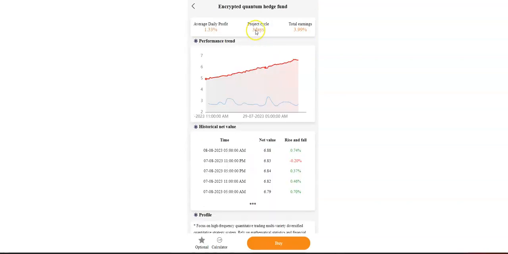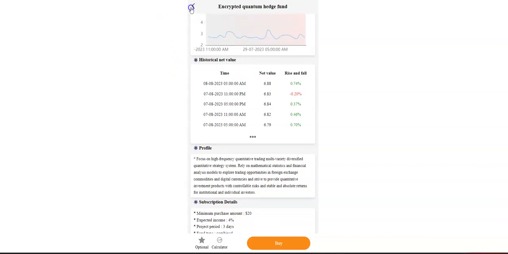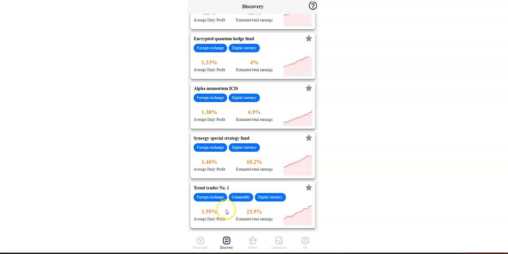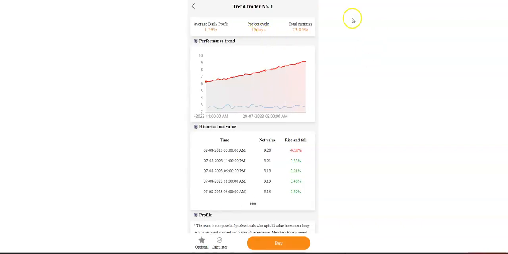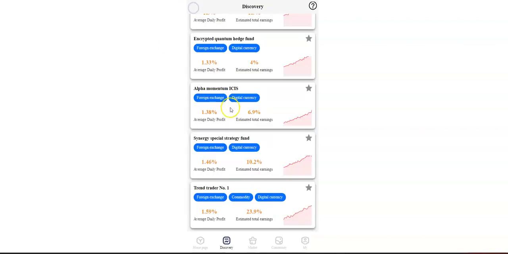This one right here is for 3 days. Obviously, you will earn a little bit more, but you also have to invest a little bit more. It goes all the way to 15 days, where you can make 23.85%. I just finished one of these cycles, and I'm going to show you shortly. We can see the minimum investment, projected expected income, 15 days, etc. So you get the idea.